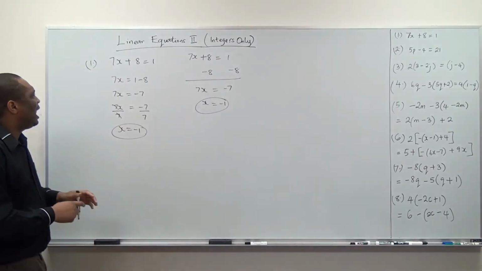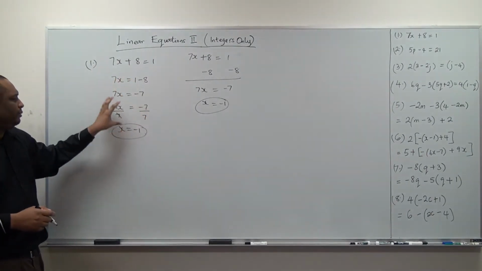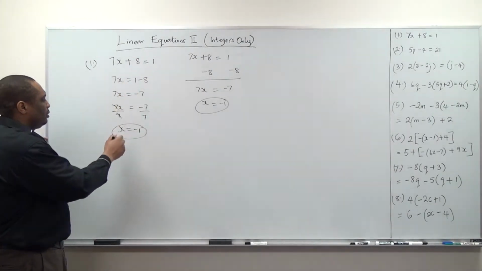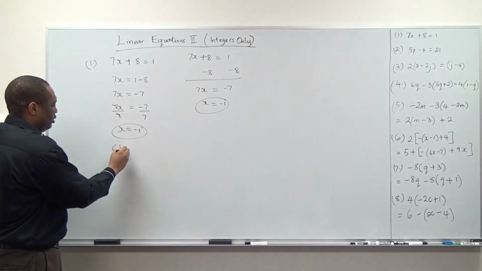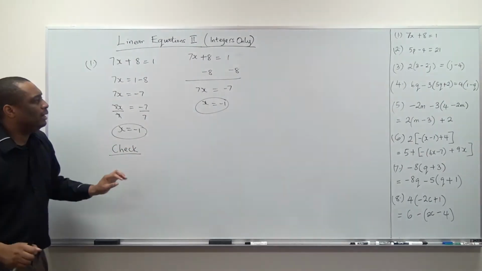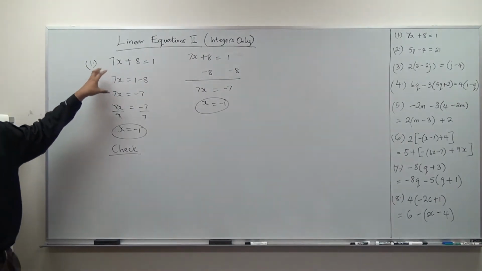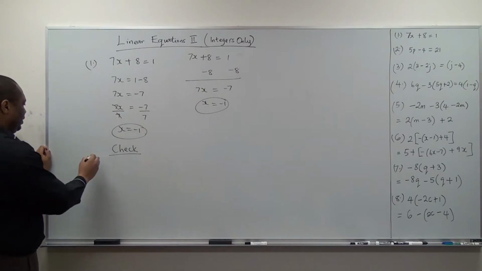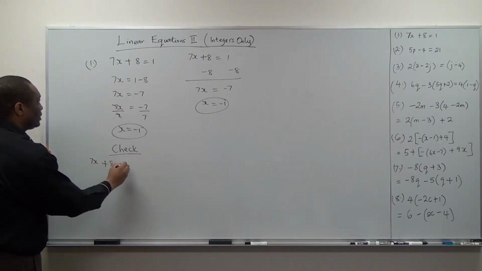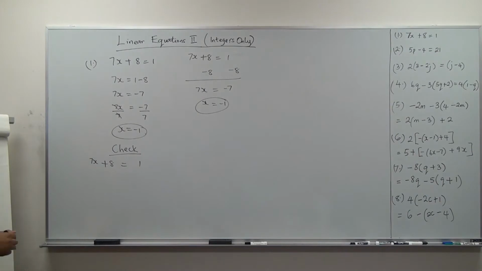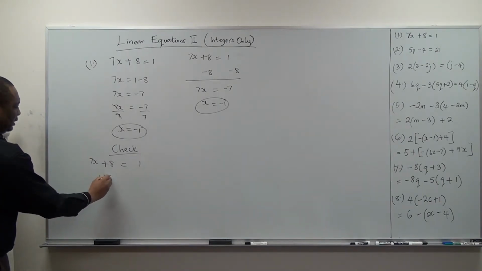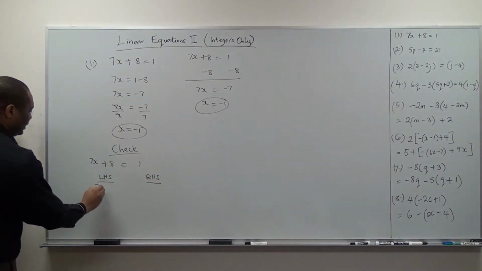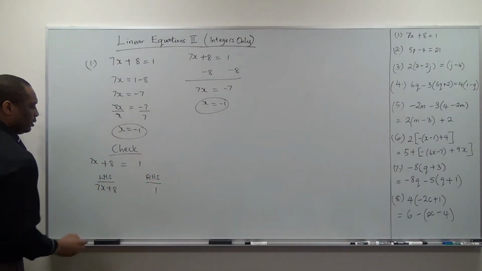Now, after doing this, just like I said in the earlier segment on equations 1, you always have to check. That is why I love equations, because you can check your work to see whether you're correct. In checking, we write the main problem first: 7x plus 8 equal to 1. Then the left hand side and the right hand side. The left hand side is 7x plus 8, and the right hand side is 1.